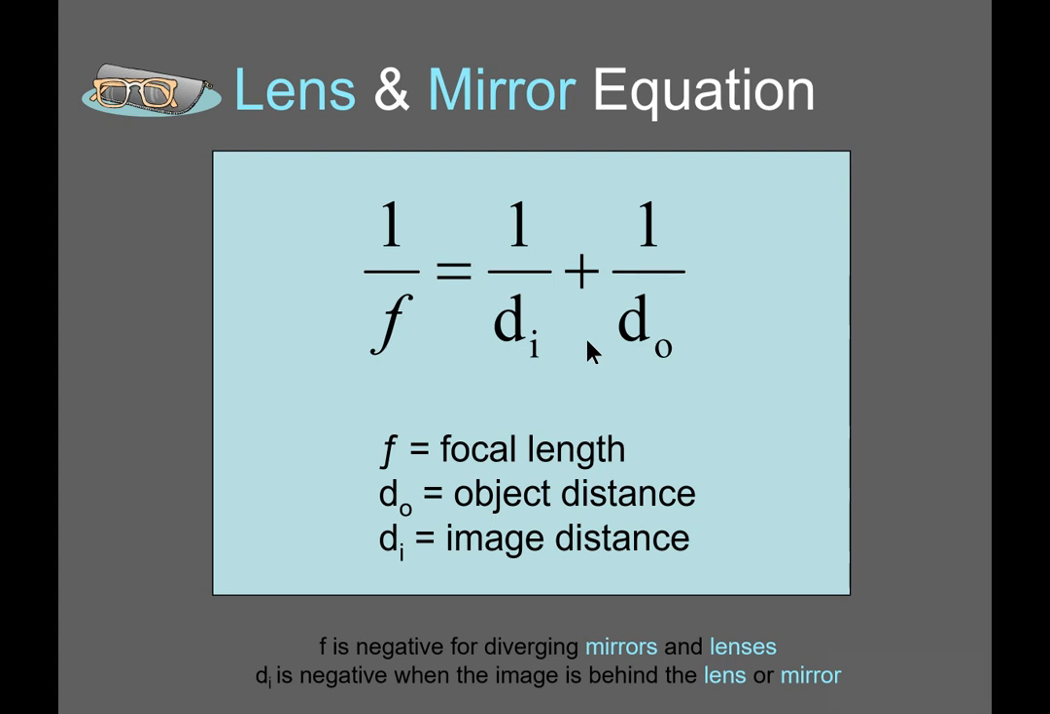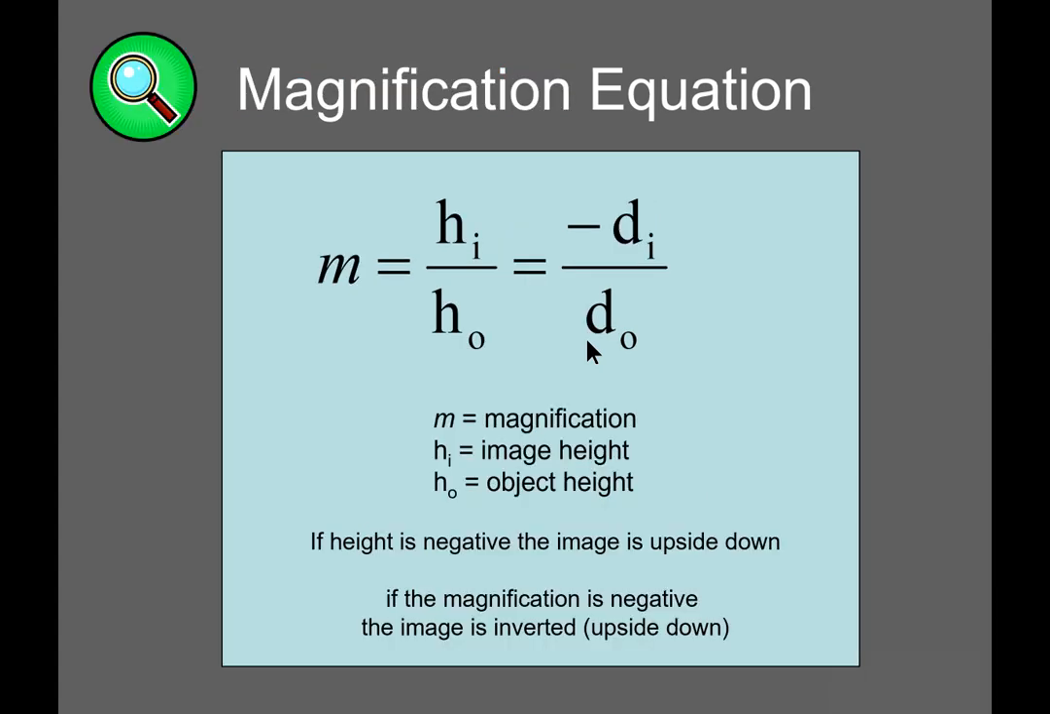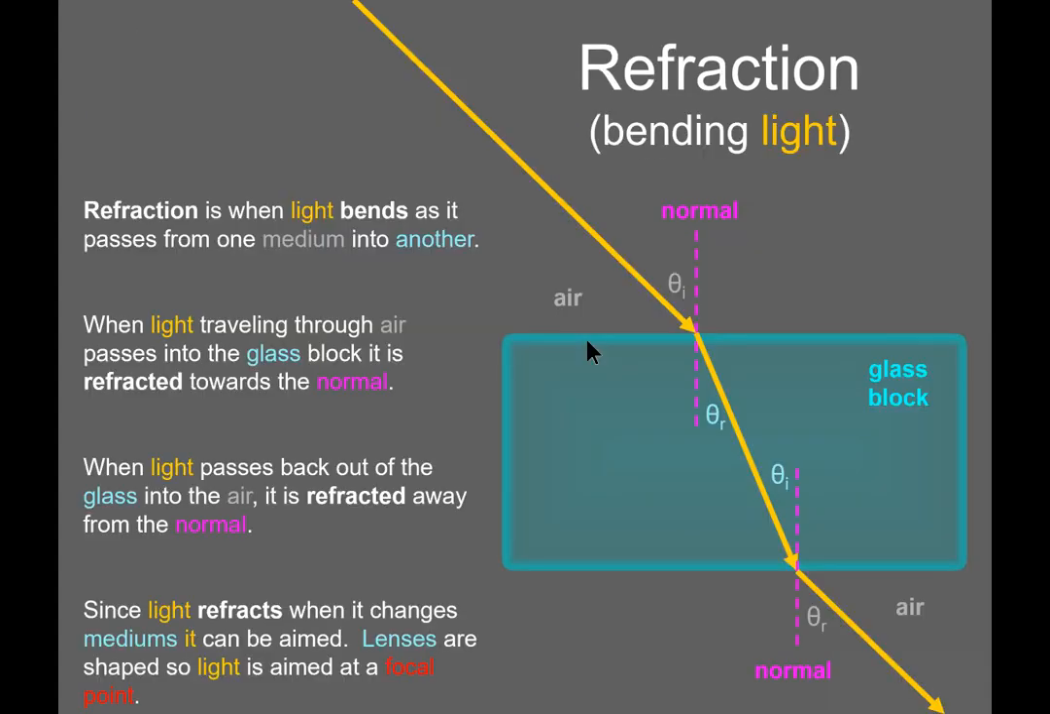Your di is your image distance from the mirror, and your do is your object distance from the mirror, or lenses, but we haven't talked about lenses yet. You can tell how magnified something is, so if it's bigger or smaller, by using the height of the image and object and the distance from your image and object. And basically, if your magnification is negative, that means it is inverted.